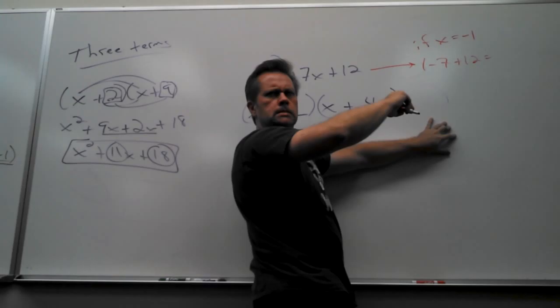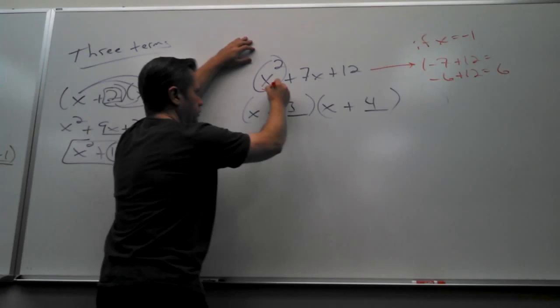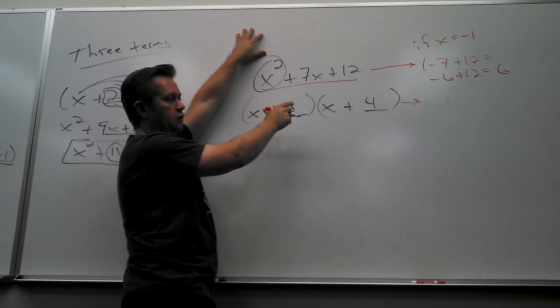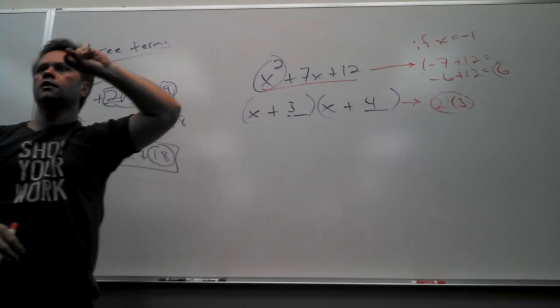Plus 5. 1 minus 7 is minus 6. Plus 12 is 6. There we are. Okay, I knew it. I had faith. And so that's what the original would be. What would the answer be if x is negative 1 in the factored form? Should be the same. Negative 1 plus 3 is 2. Negative 1 plus 4 is 3. 2 times 3 is 6. Is this the way to factor that? Yeah. So just to remind you.